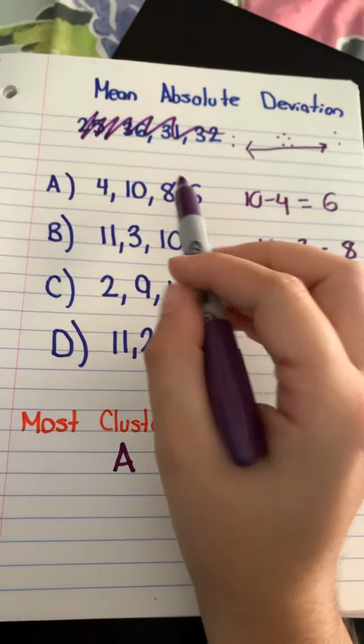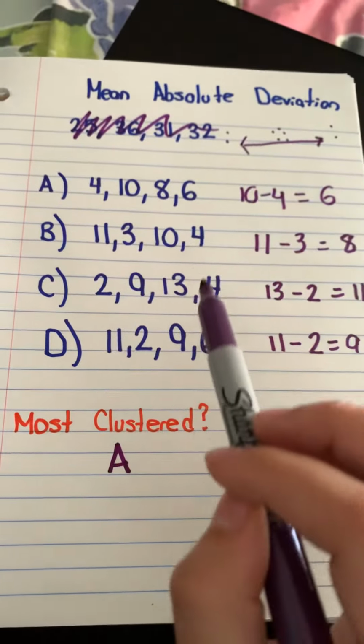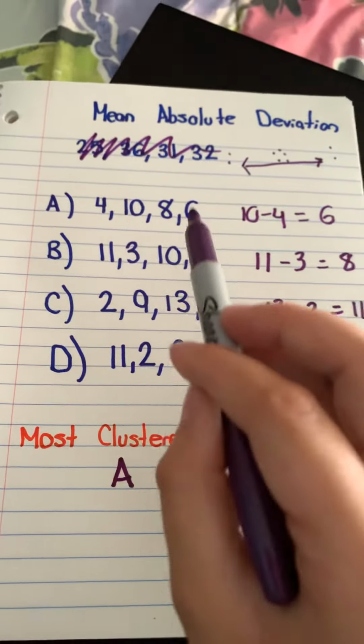If you can kind of see, they're all around each other. Not exact numbers, but they're all kind of close as opposed to the other ones. They're all kind of in the same ballpark.